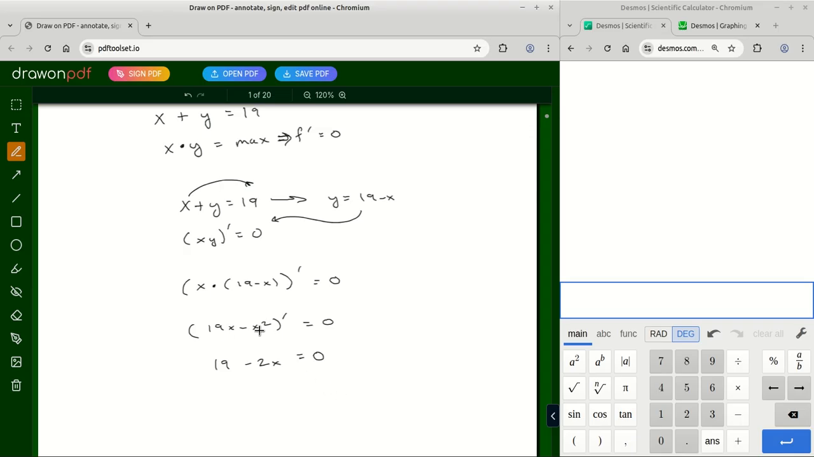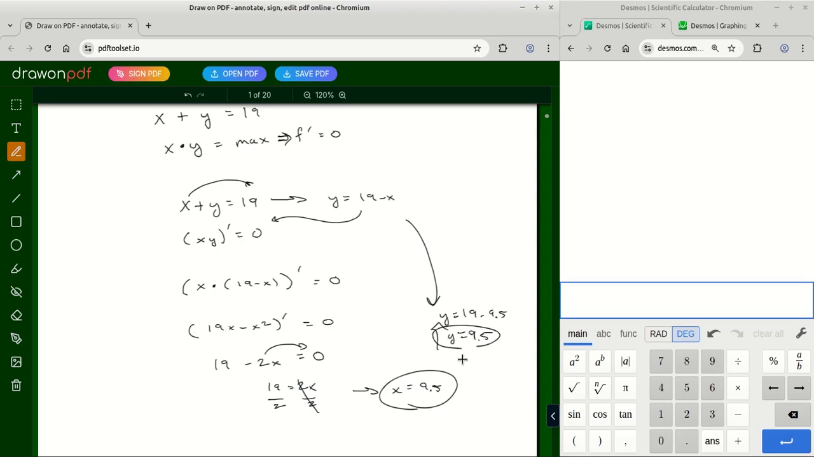You see how that works, right? I simplified it, and then I did my derivative, and now all I need to do is start solving. So 19 is equal to 2x. Divide by the 2 on both sides. So x is equal to 9.5. And now I need to plug that into my y equals. So 19 minus 9.5 is 9.5. So they're actually the same numbers.